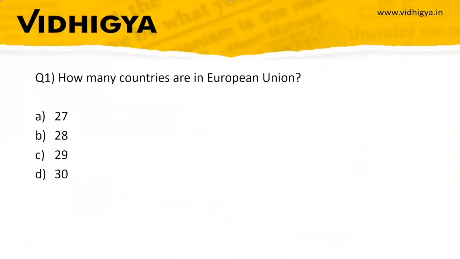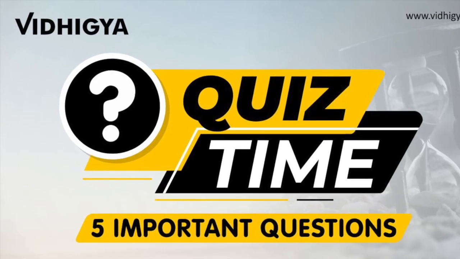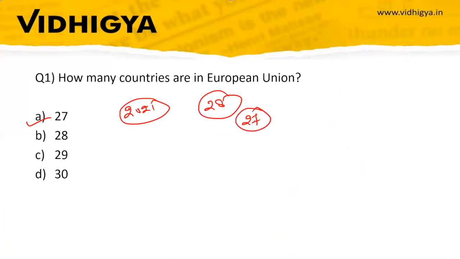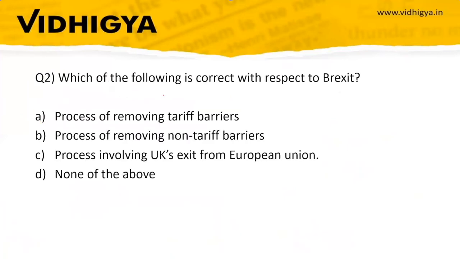So it's the quiz. Question number 1, how many countries are in the European Union? Your options: 27, 28, 29, 30. The correct option is 27. So in 2021, when UK had not left, it had 28 countries, and now after UK's exit, the countries are 27.